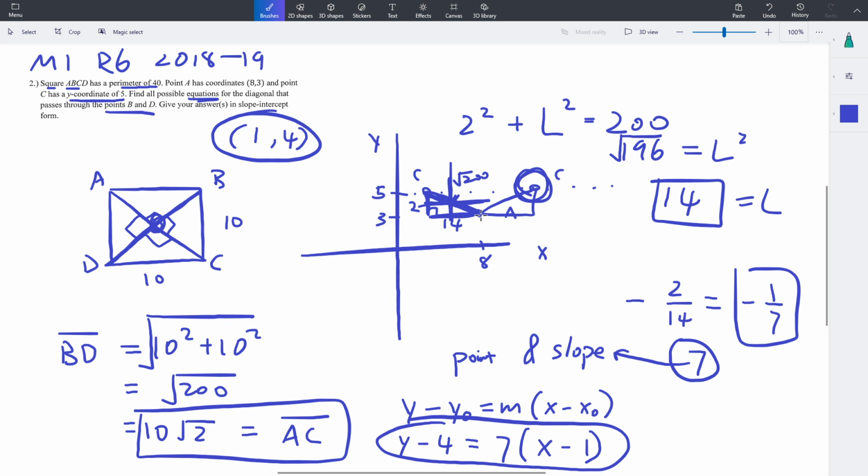basically, the rise over run is just reversed. So the run is the same, but the rise is the opposite. So the rise would be 1, and the run is 7. And you can get the negative reciprocal of that, and then do the same thing. Actually, now you don't even need to do the triangle anymore. You just know what to do.